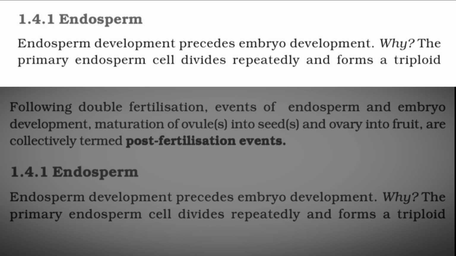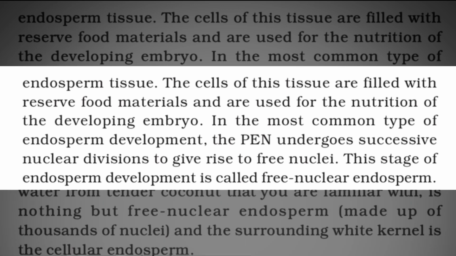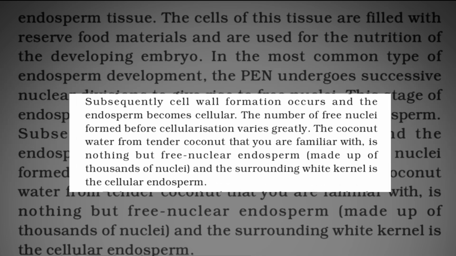Why? The primary endosperm cell divides repeatedly and forms a triploid endosperm tissue. The cells of this tissue are filled with reserve food materials and are used for the nutrition of the developing embryo. In the most common type of endosperm development, the PEN undergoes successive nuclear divisions to give rise to free nuclei. This stage of endosperm development is called free nuclear endosperm.